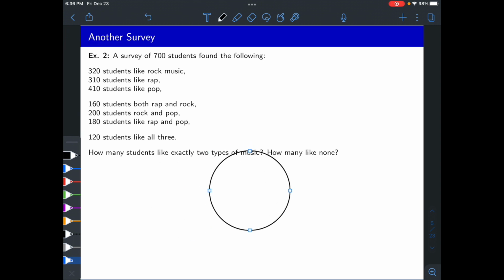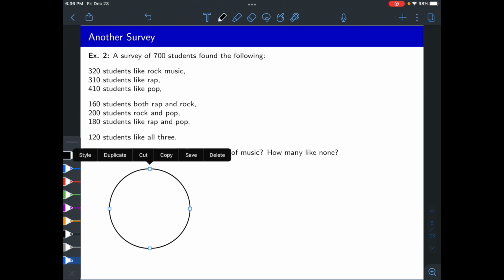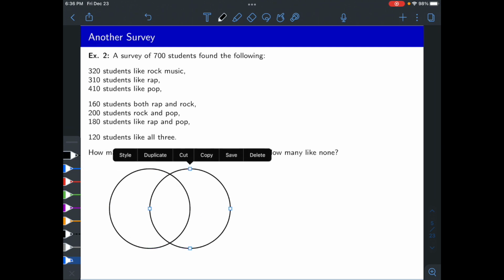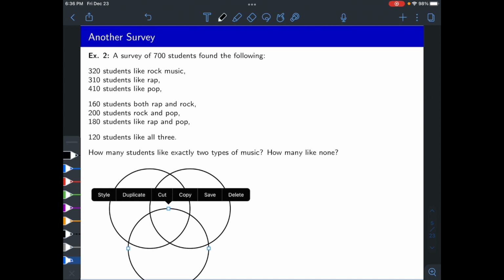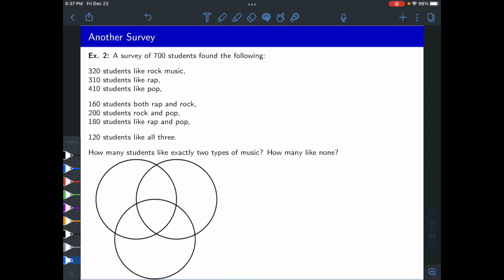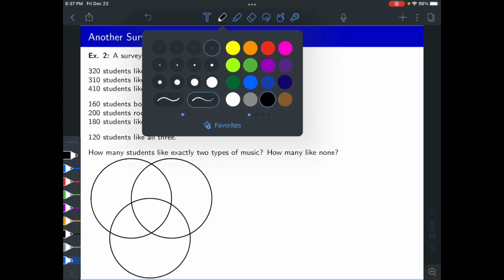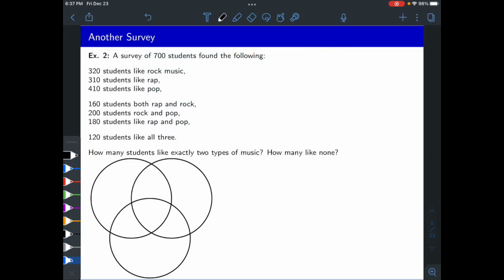So let's, yeah, okay, I'll do this here. Duplicate, duplicate, duplicate. And maybe I can move this up a little bit. Okay, I think that'll do just fine. All right, so then let's label these. This will be rock, this will be rap, and this will be pop down here.